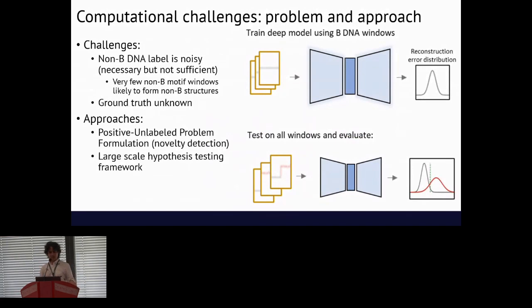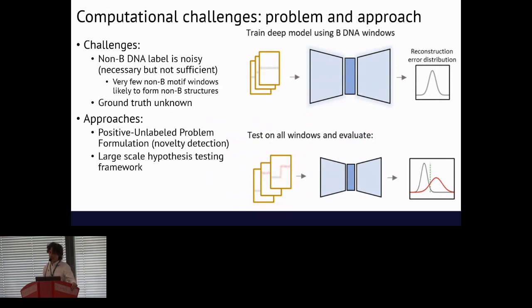Last set of challenges, we talked about this before: non-B DNA, the label is noisy. So it's necessary, but not sufficient. There could be a lot of motif windows where structure just doesn't form. And we don't have a ground truth data set. So a supervised approach seems out of the window.